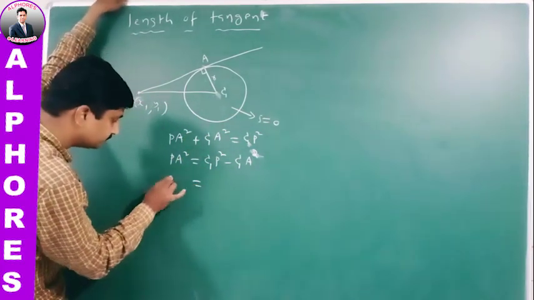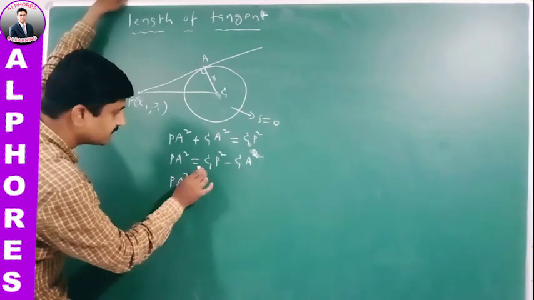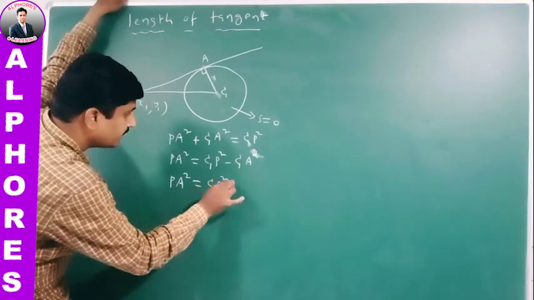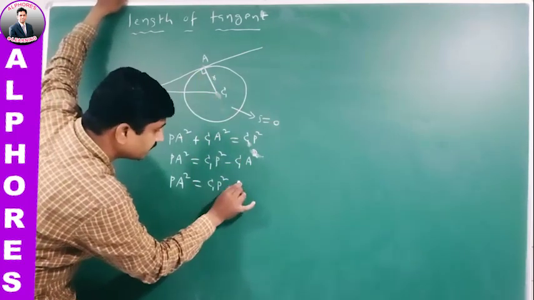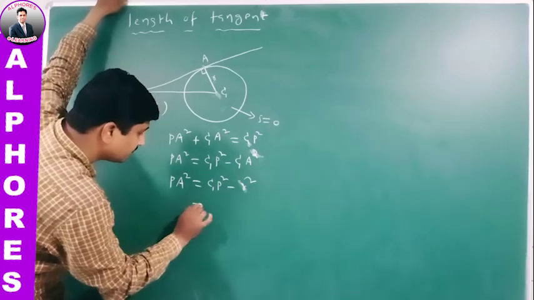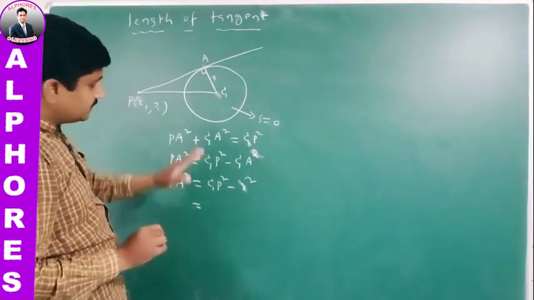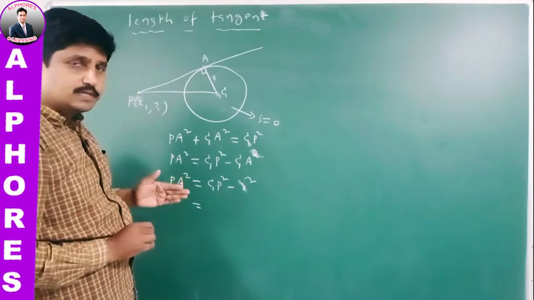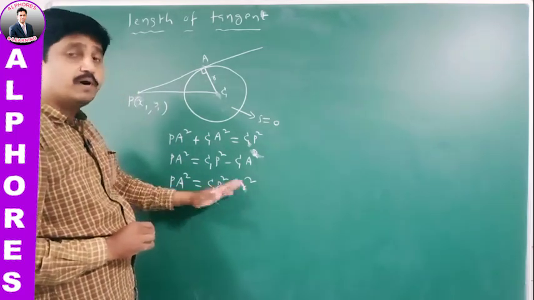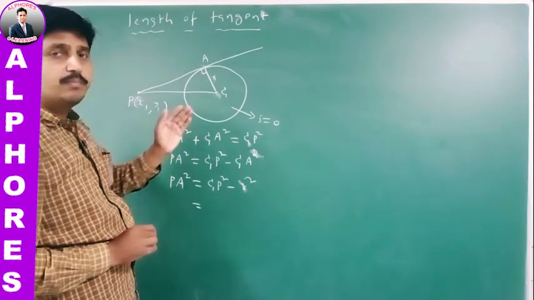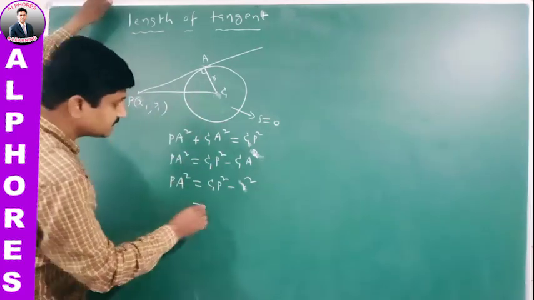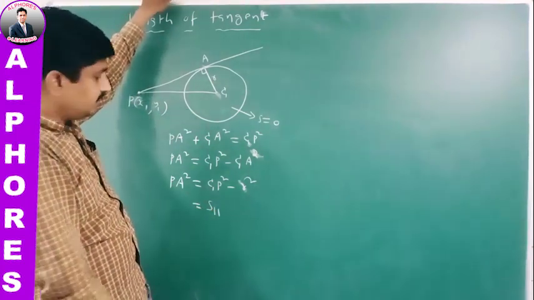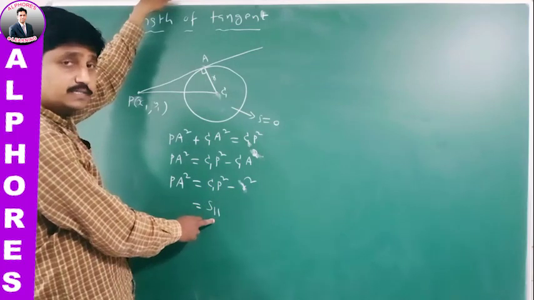Next, PA square equals CP square as it is minus CA square, which means R square. Already you know that CP square minus R square is called the power of the point P. Yesterday we already discussed and proved that CP square minus R square is also written as S11.